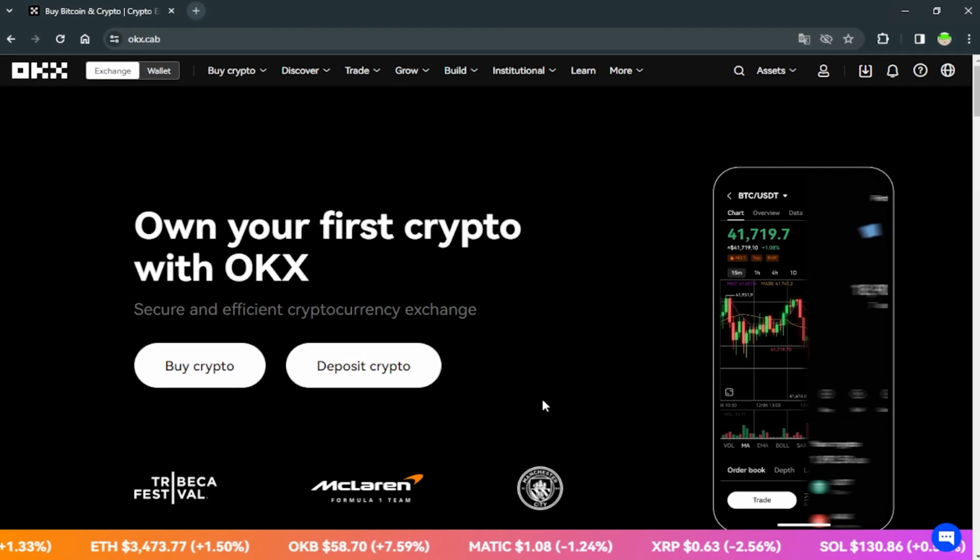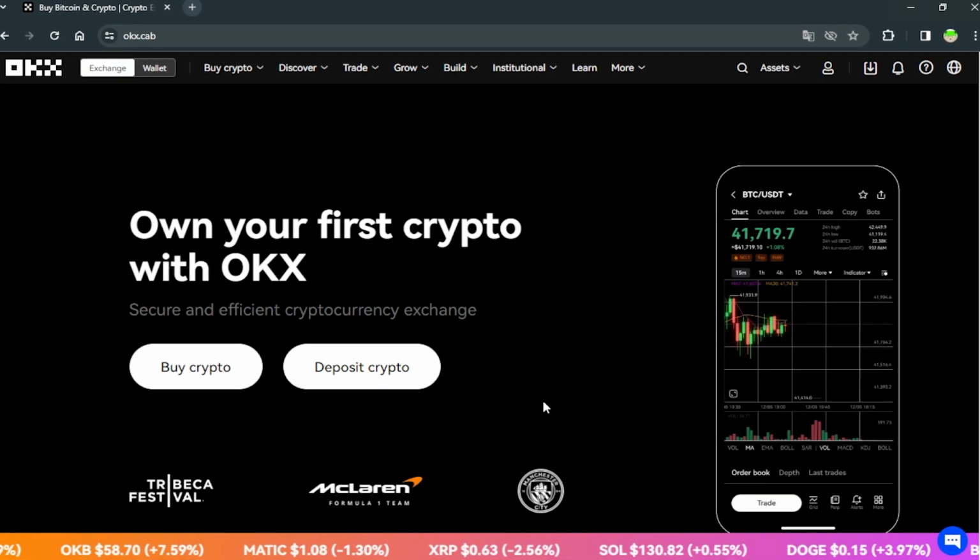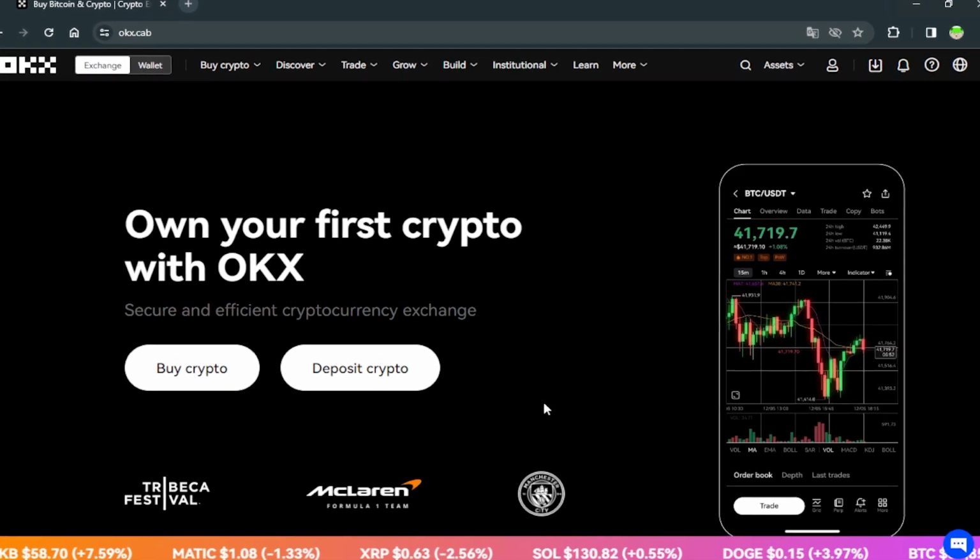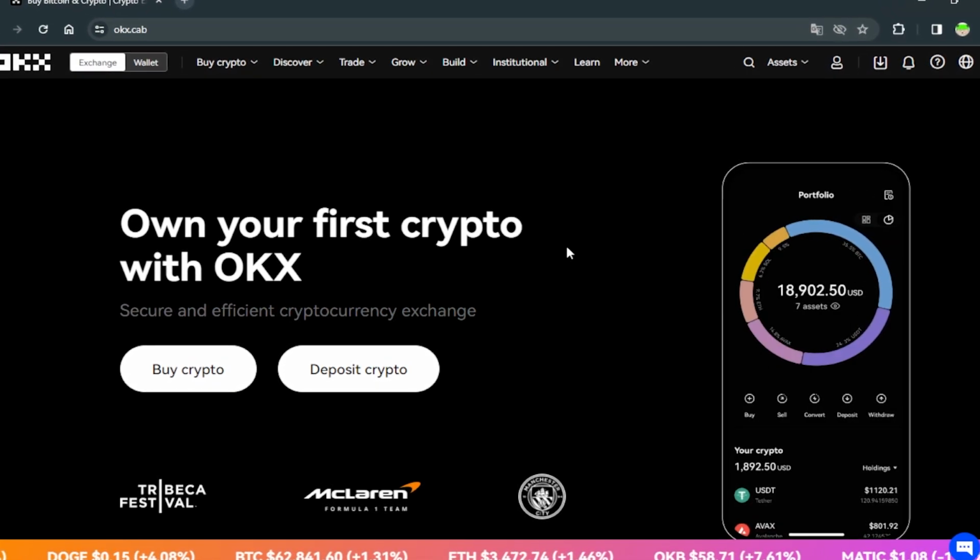I hope now the OKX exchange does not seem so scary to you. You can easily deposit your funds there, trade on spot, and trade on futures.